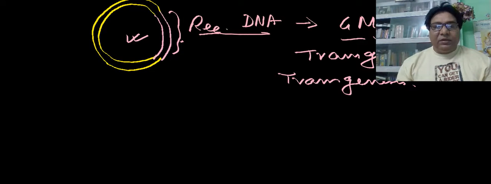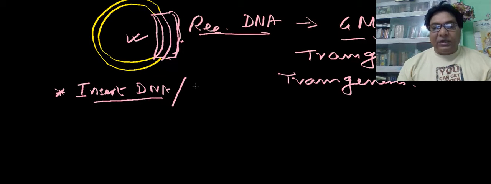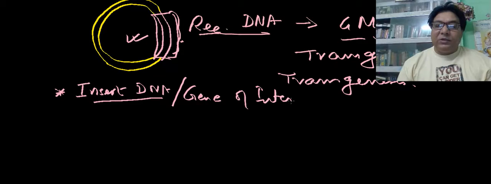So genetic engineering involves a number of steps. Those steps can be enumerated as follows. First of all, we need to have insert DNA, that is this part of the recombinant DNA. You need to have that first, and it is the particular gene of interest that needs to be transferred. So you need to isolate first the gene of interest.